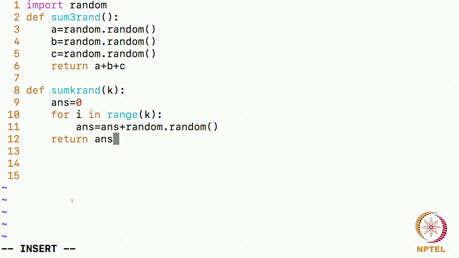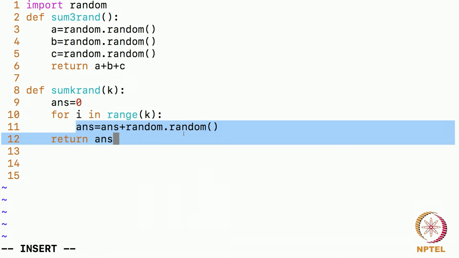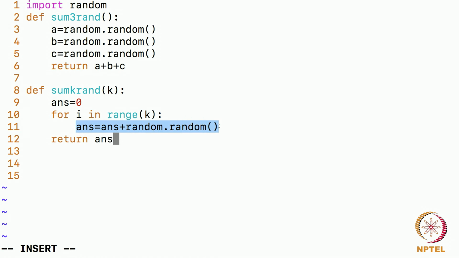So what have I done here? k is the parameter, and I have initialized ans to 0, and then I am running a for loop k number of times. That is what this means. For i in range(k) means assign values 0, 1, 2, 3 up to k minus 1 to i. Whatever is assigned to i does not matter to me here. All I want is to execute this particular thing k times.